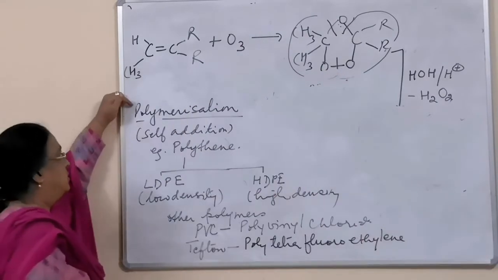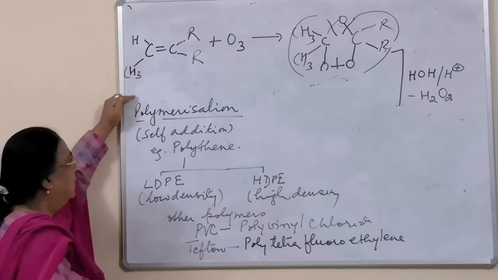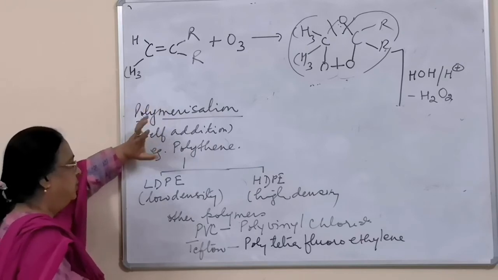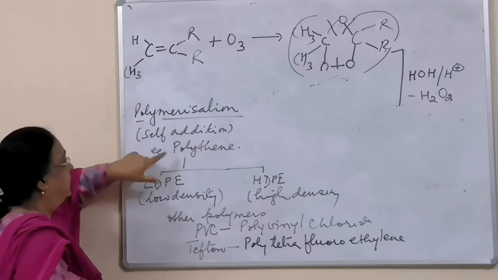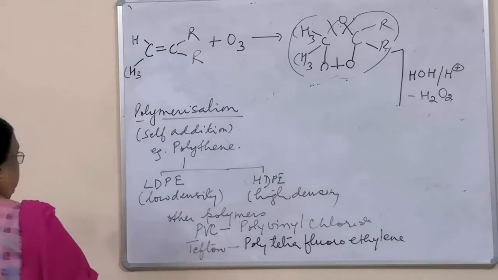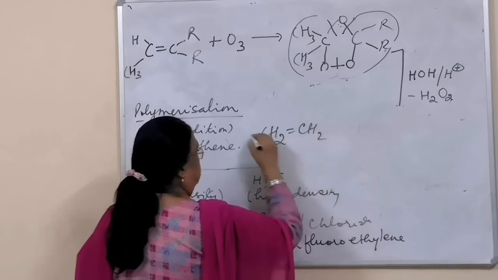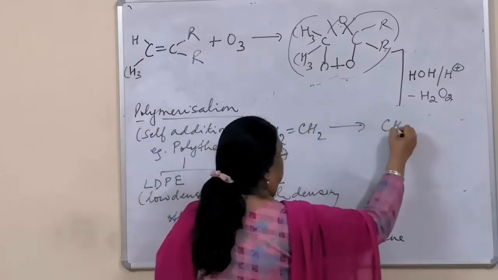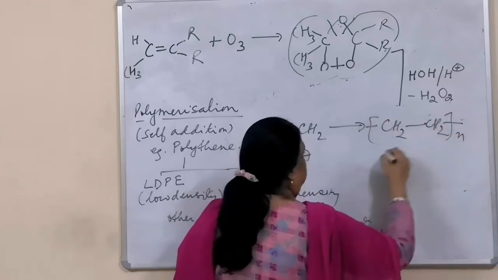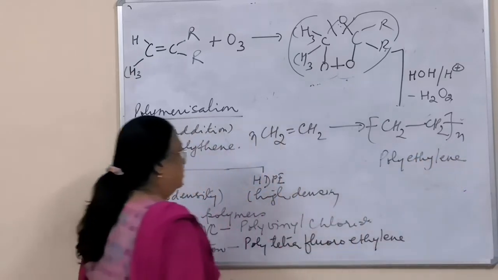Now next is polymerization. In polymerization it is self-addition. That is because of the double bond alkenes have. So 1 molecule of alkene will be added to another. A number of ethylene molecules will be added. So a general reaction you can show like this: n CH2=CH2, and it will give you a chain of CH2-CH2 units, and we show it like this. This is polyethylene or polythene. So this is the polymer.